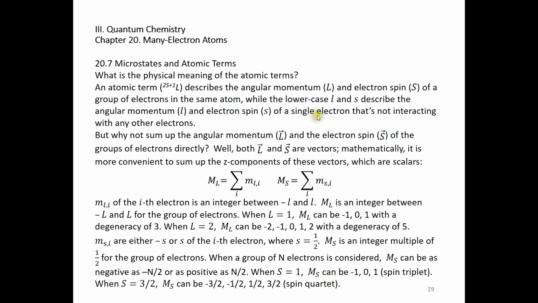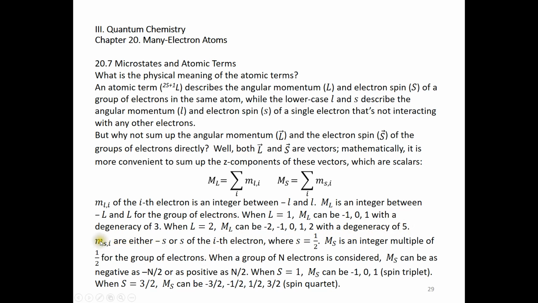After we sum up this M sub L, we get the Z component of the orbital angular momentum of the group of electrons. Here we get the Z component of the spin for a group of electrons. And we do know this rule: M sub L has to be between negative L and L. For a group of electrons, we have the same rule. This M sub L can be from negative L to L. If this uppercase L is 1, M sub L can be negative 1, 0, or 1. When L is 2, M sub L can be from negative 2 to 2, with a degeneracy of 5.